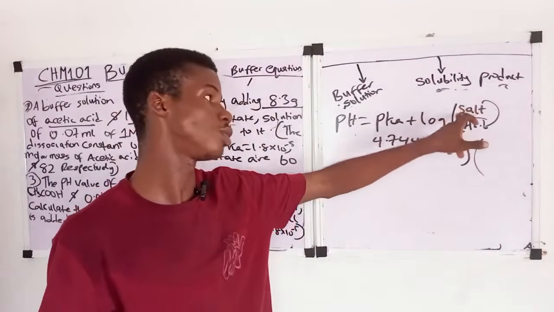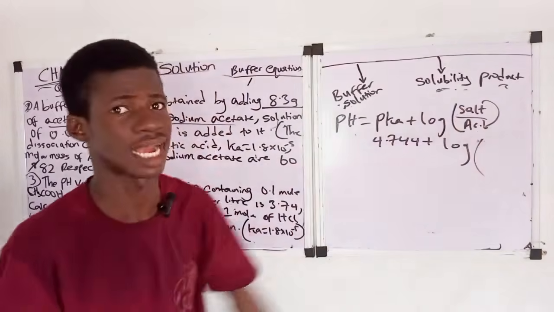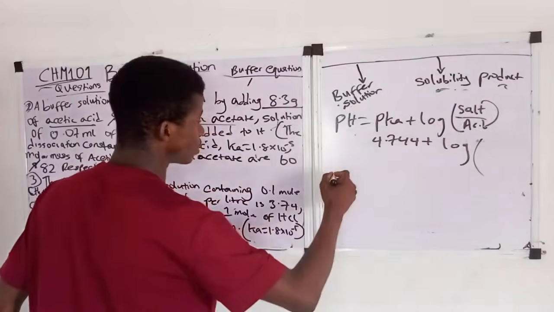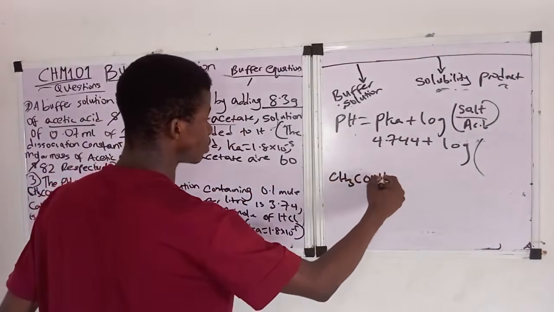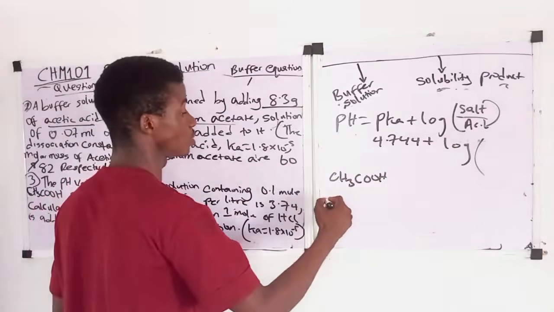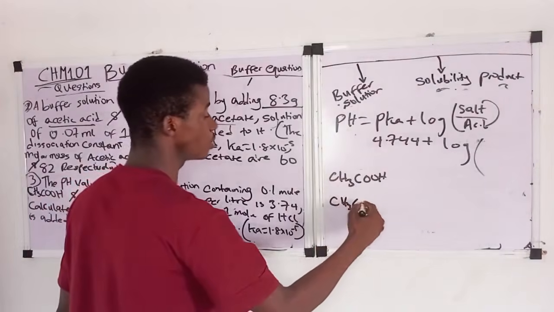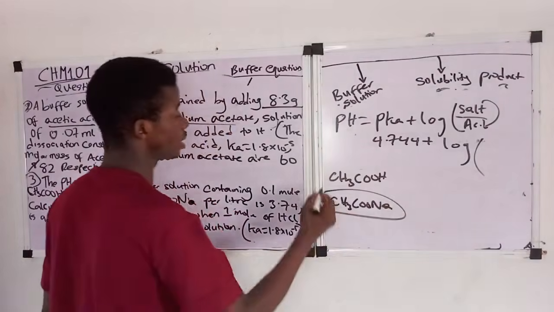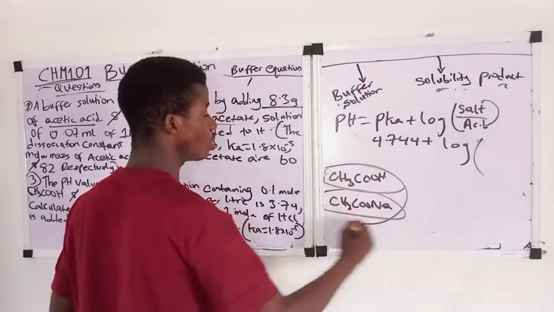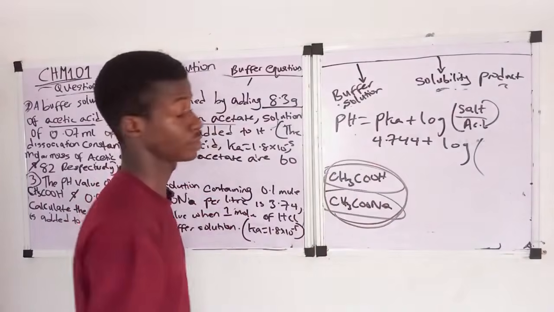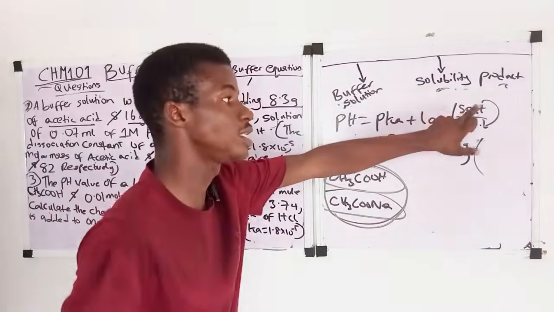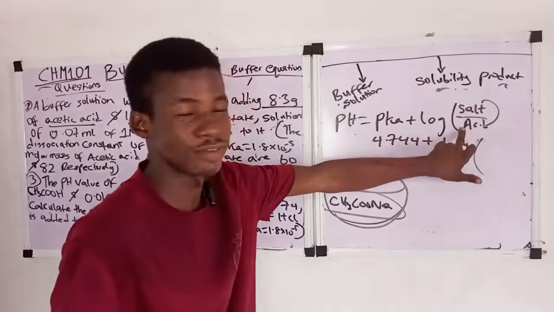Make use of the mole of the salt divided by the mole of the acid. The weak acid is acetic acid, which is known as ethanoic acid, while the salt is sodium acetate, which is CH3COONa. So this is the weak acid, and this is the salt of the weak acid. All of them comprise the buffer solution. This place is for the mole of the salt over the mole of the acid.